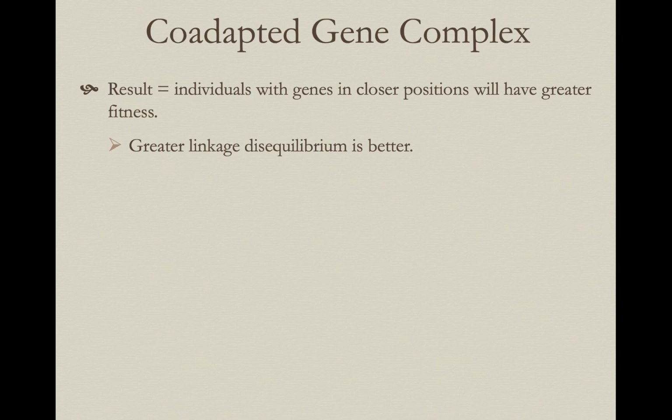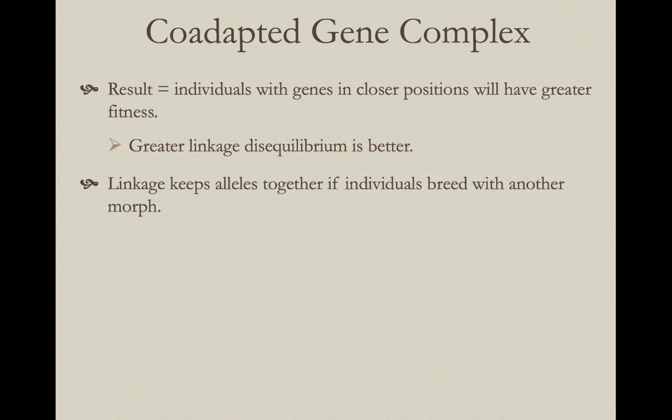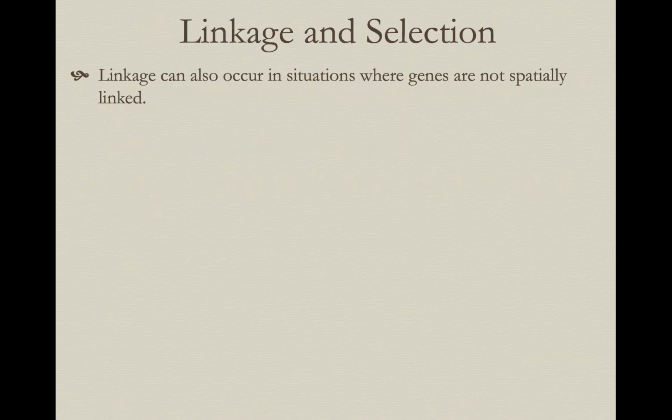So in this example, individuals with genes in closer positional proximity will have greater fitness. In this case, greater linkage disequilibrium is preserving the co-adapted gene complex, and so linkage disequilibrium is adaptive in this situation. Linkage keeps alleles that are appropriate together, even if individuals breed with another morph. They're not going to get inappropriate combinations of these alleles. So that's one scenario in which you might see linkage, but you can also see linkage in situations where genes are not spatially linked.